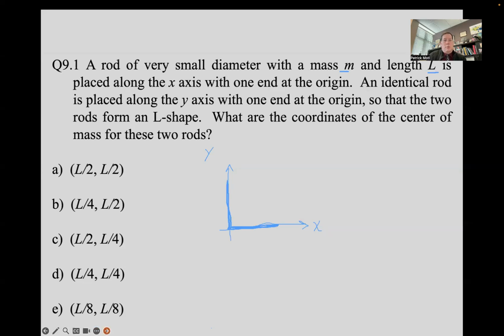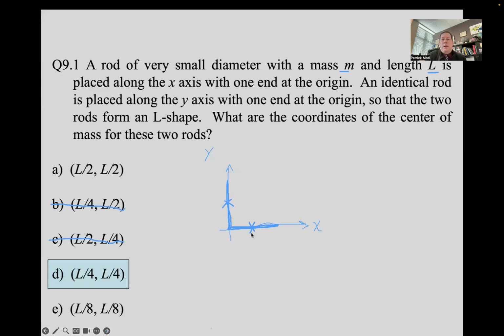All right. So it's going to be L over 4 along the x direction, L over 4 along the y direction. So we can eliminate two of these because they're not symmetric, and yet this object is symmetric. It extends just as far along the y as it does along x. And let's think about it for just a little bit. So the center of mass of the one along x lies at its geometric center. So that's an x coordinate of L over 2. And then the one along the y-axis, its center of mass lies at its geometric center, which is an x coordinate of 0 and a y coordinate of L over 2.